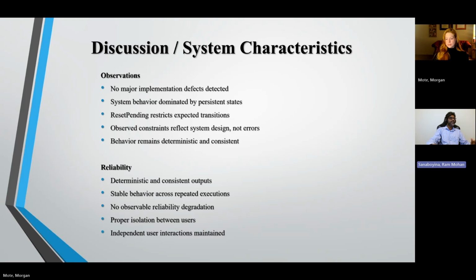Additionally, the system maintains proper isolation between users. Actions performed by one user do not affect the behavior of another user, which is essential for maintaining system security and integrity. These results indicate that the authentication logic is robust under deterministic testing and probabilistic testing conditions. Next slide, please.